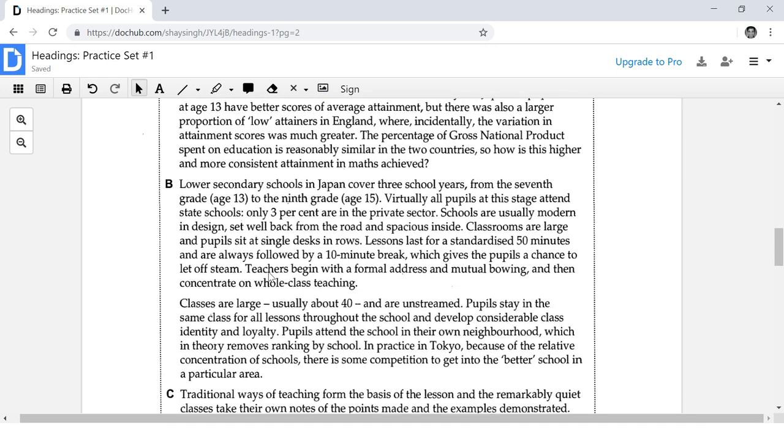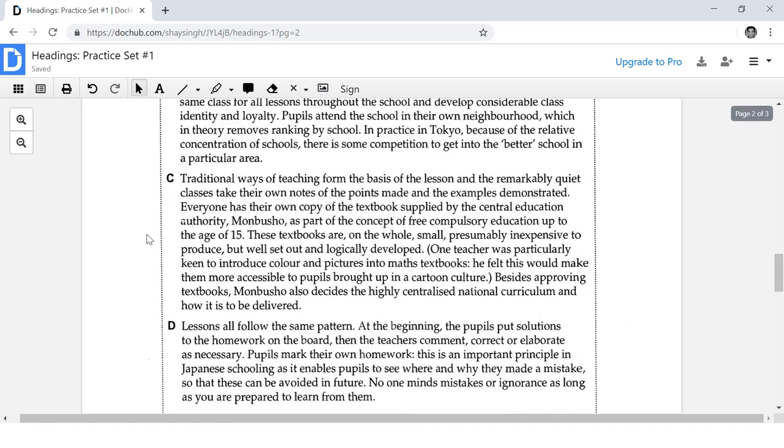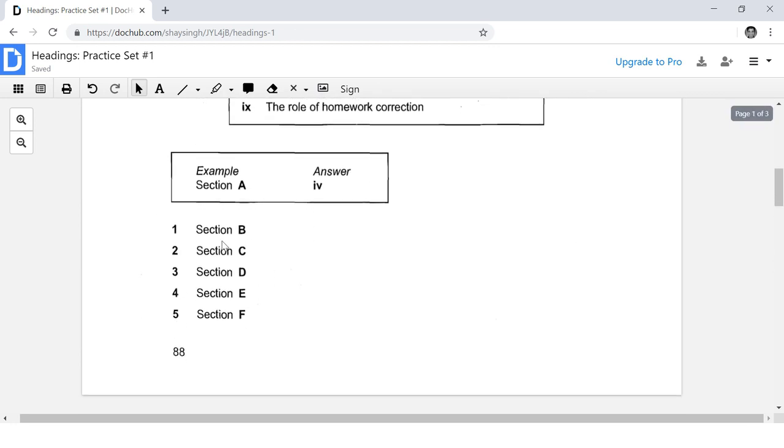And I'm going to get to how to answer these questions that have double paragraphs. We're going to get to that in just a bit. But for now, we're going to start off with the shortest paragraph. And which one is that? That is paragraph C. So that's where we're going to start. We're going to start by answering question number 2 first, section C.